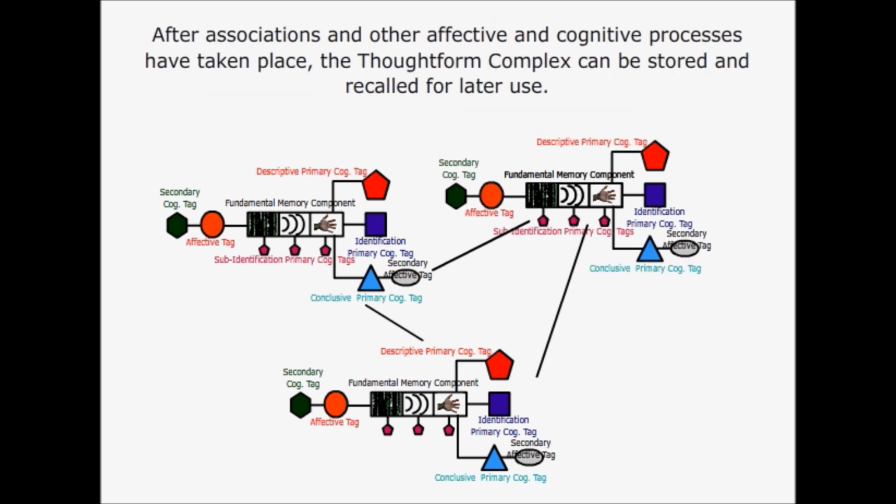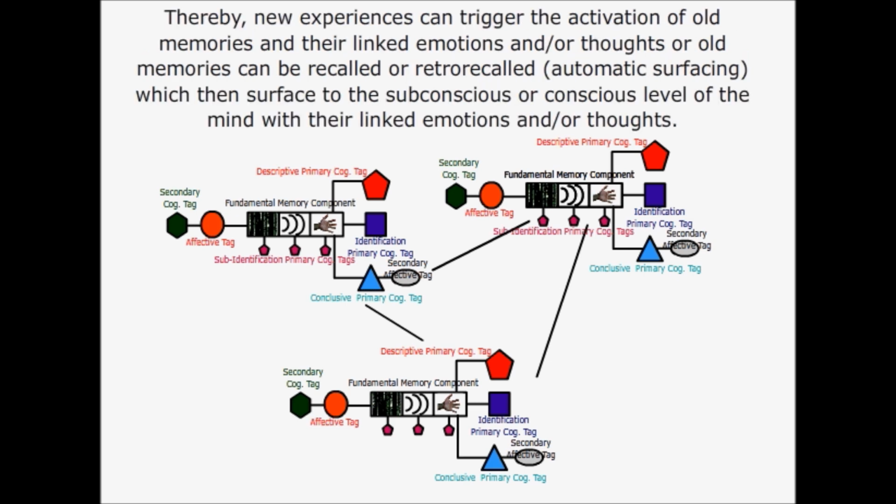After associations and other affective and cognitive processes have taken place, the thought form complex can be stored and recalled for later use. Thereby, new experiences can trigger the activation of old memories and their linked emotions and/or thoughts, or old memories can be recalled or retro-recalled, which then surface to the subconscious or conscious level of the mind with their linked emotions and/or thoughts.